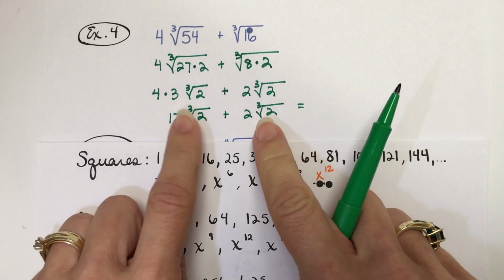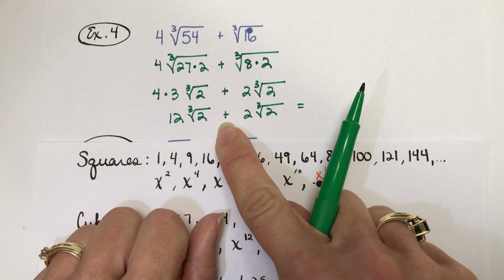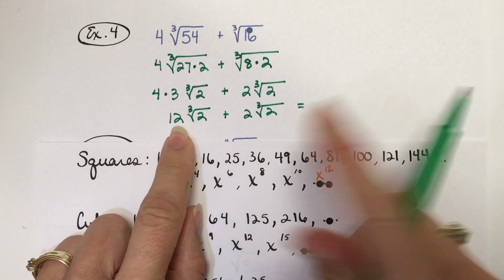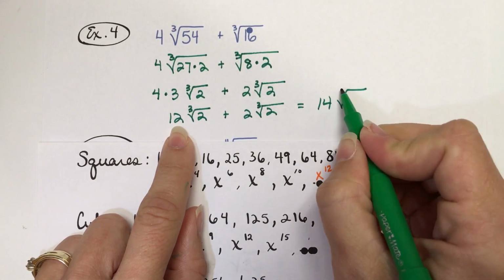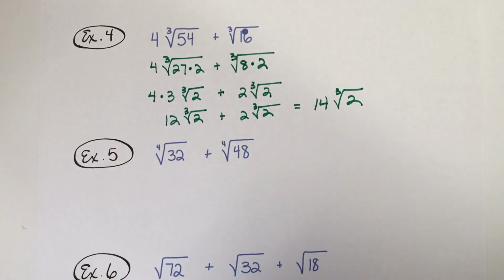So see, now they're both cube roots. They both have 2's underneath, which means now I can do the addition. So you just add what you have in front. So that means your answer would be 14 cube root 2.